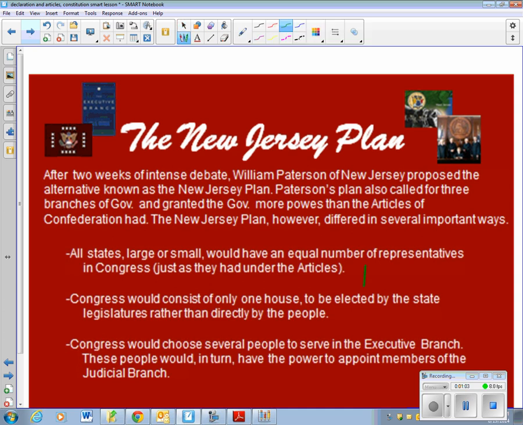1 vote per state, so that way all states were on a level playing field. This would put New Jersey and Rhode Island just as powerful as New York and Virginia.